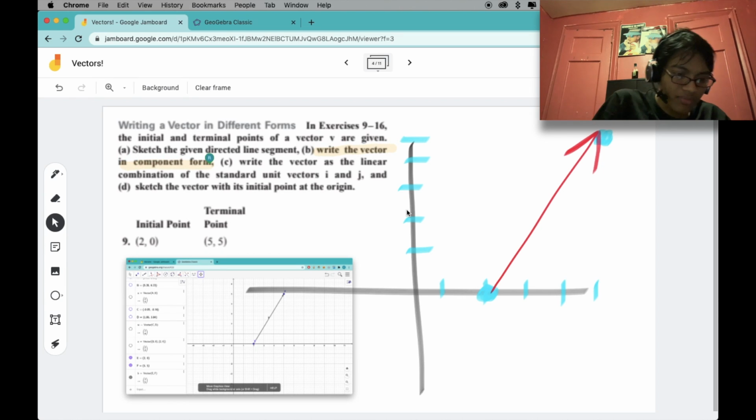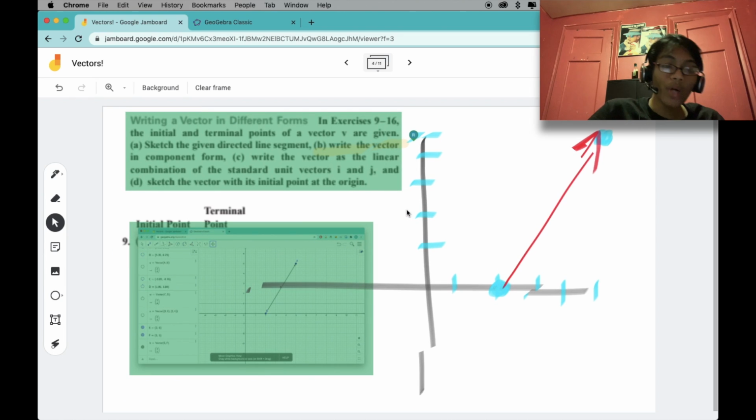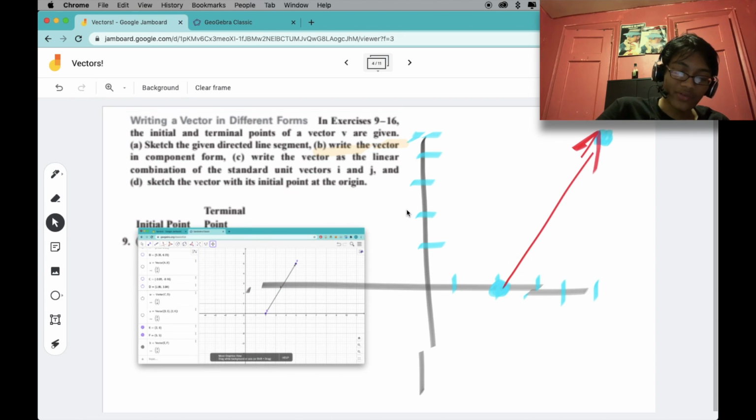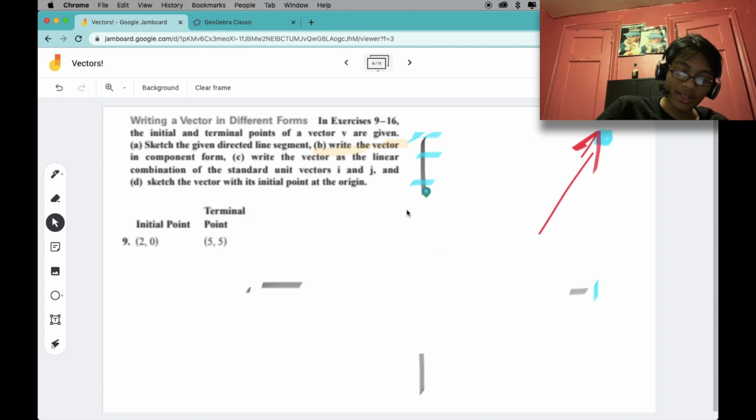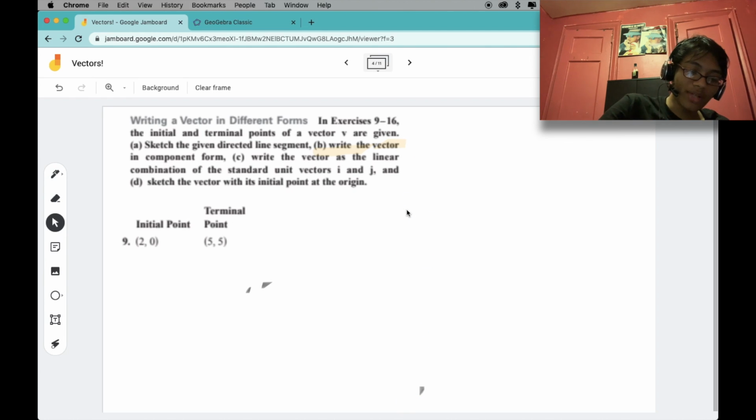What's component form, you might be asking. I'll tell you what component form is. Component form is actually not too bad. It's just a way of writing the vector in a different notation. Okay, so let me show you what I mean by that. First, let's delete some of our earlier work, and then we'll be good to go. So right here, I'm going to show you what component form means.